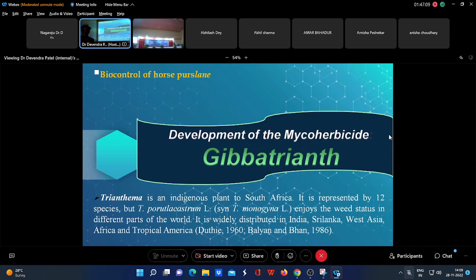When we started work at Kurukshetra, we isolated this fungus from Kurukshetra and different parts of Haryana. We started evaluating this, and we saw all the features for evaluation up to the field trials. Work was carried on for 15 years or so, and after the 15 years, this formulation was made.